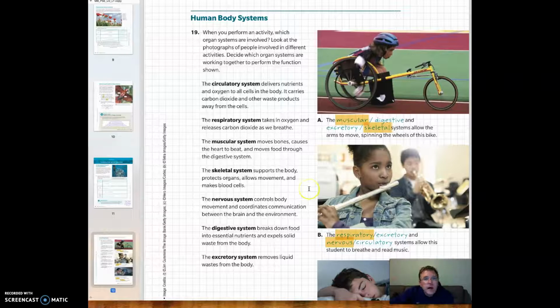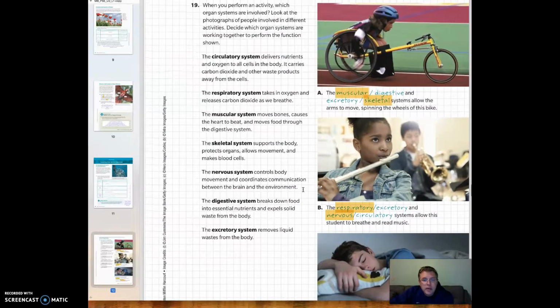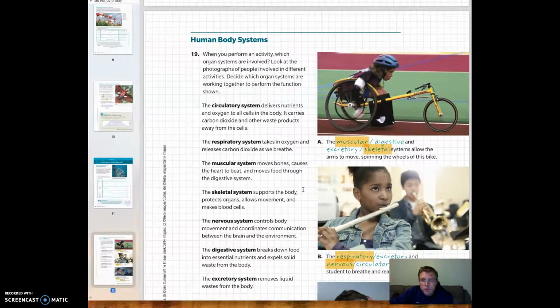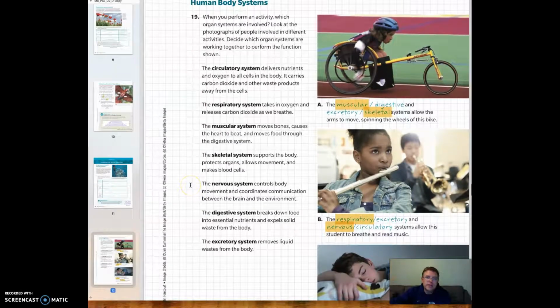So let's see. Last little part here deals with human body systems, and we're going to go into more on different systems and comparing them between different organisms as we move forward here. But this just gives a little synopsis of some of these different systems.